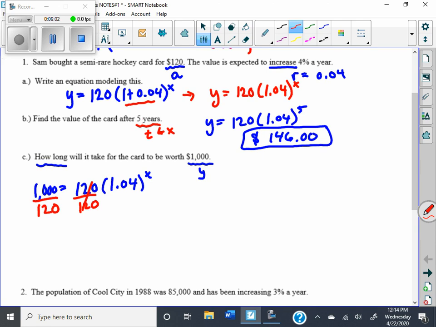1,000 divided by 120. So you're going to get a decimal, 8.33333. All right, so we'll take it out to like 3 decimal places. The more decimal places, the better. It just gets you closer to what the actual answer is. And you could even leave it as 1,000 over 120 if you wanted to. All right, and that's equal to 1.04 to the x.